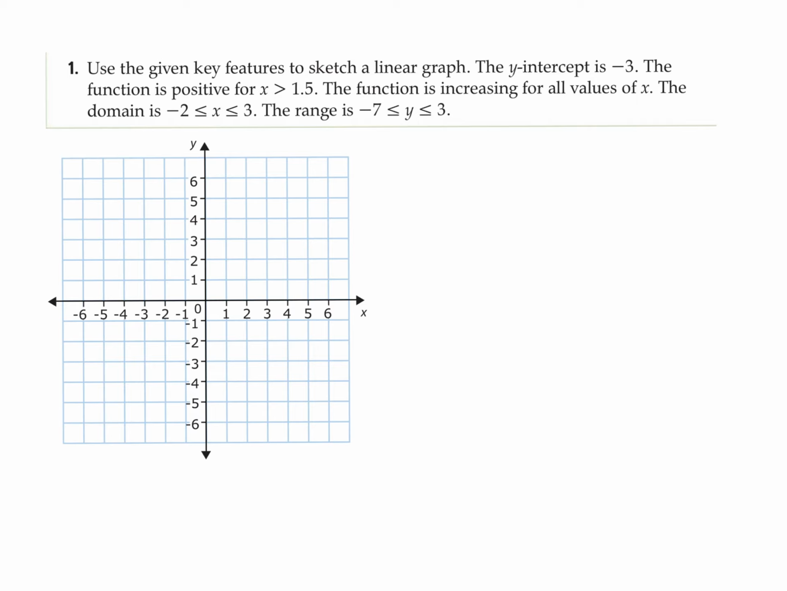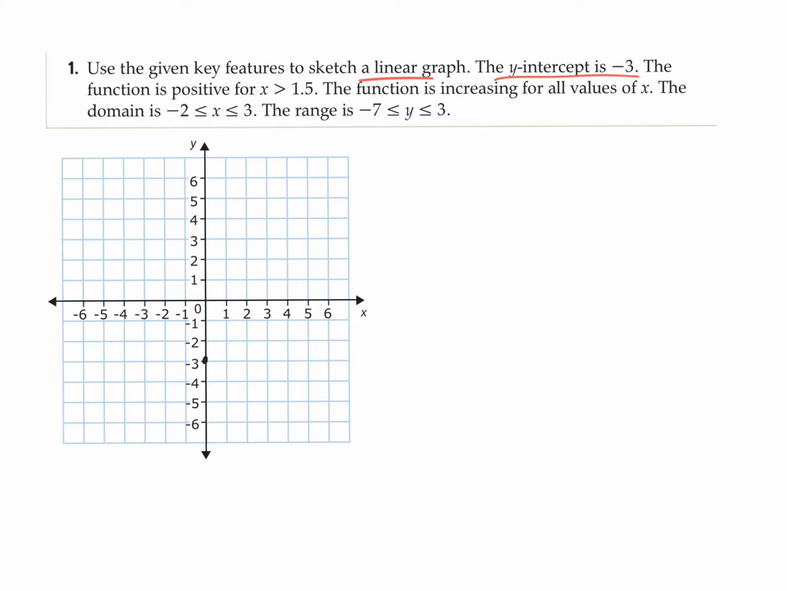It says, use the given key features to sketch a linear graph. Since we know it's linear, we know it's going to be a line. So I'm going to underline that, linear. It tells me the y-intercept is at -3. So the first part of my graph is going to be right here at -3. On my y-axis, it's crossing at -3.